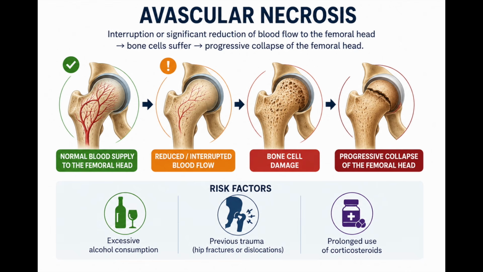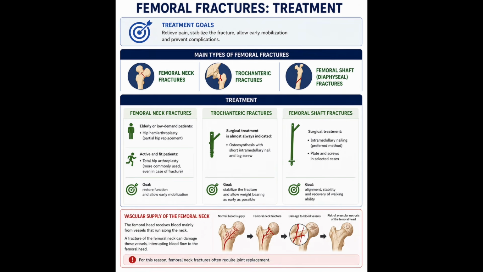There are risk factors associated with this condition, such as excessive alcohol consumption, previous trauma such as hip fractures or dislocations, or prolonged cortisone use. It's important to remember that a total hip replacement can also be performed in cases of femoral neck fracture, as an alternative to the partial hip replacement, which is increasingly reserved for less physically active patients.